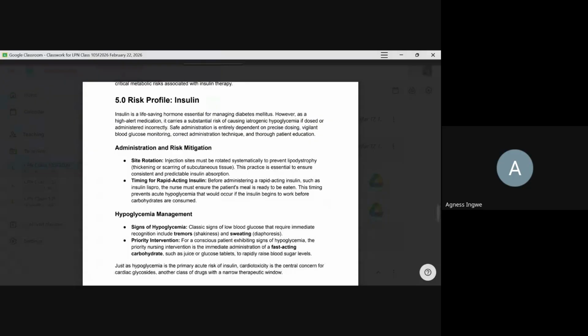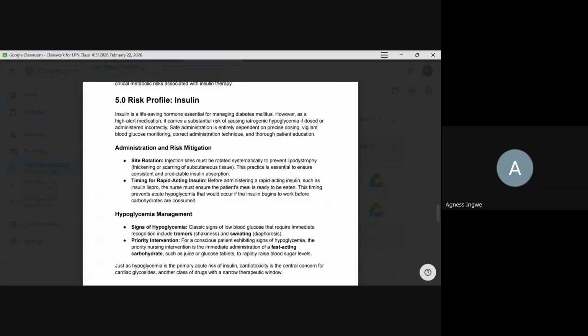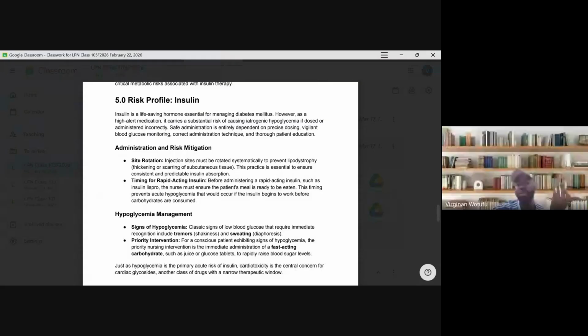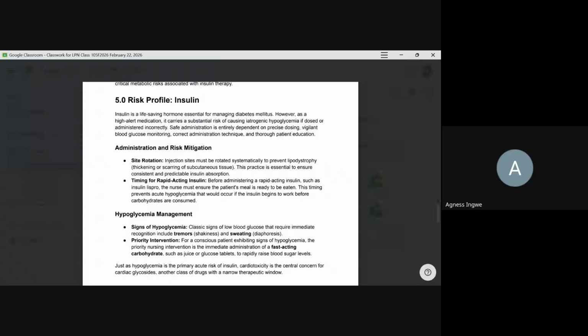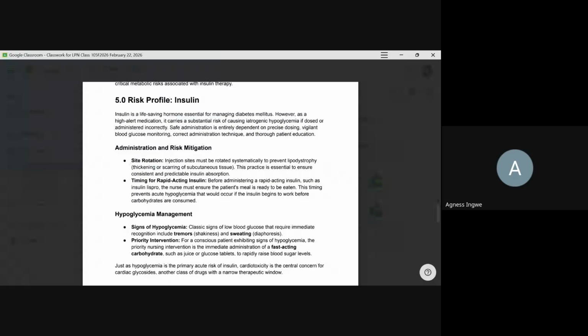So with the priority intervention, like you mentioned, fast-acting carbohydrate or rapidly metabolizable sugar if the patient is conscious, and if the patient is unconscious, like said, dextrose or glucagon. Okay.